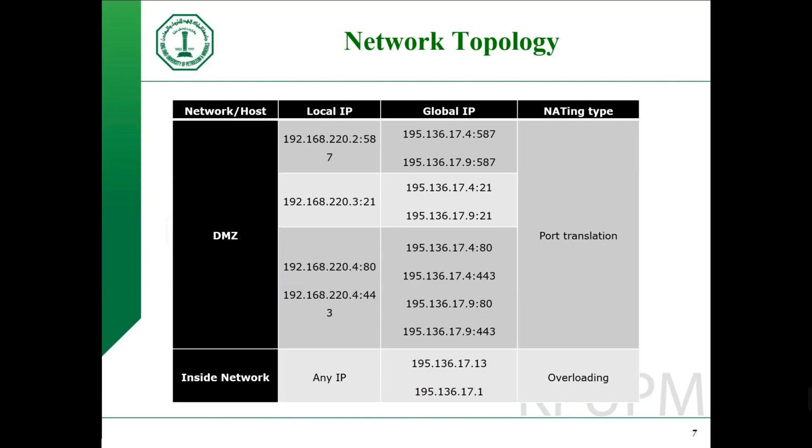As we use NAT, this is a table showing the translation of the IPs between local and global. For the inside network, we use 2 global IPs and we use overloading to provide the NAT, while for the DMZ we only use port translation, so each server has a port corresponding to the service it is providing to the outside.